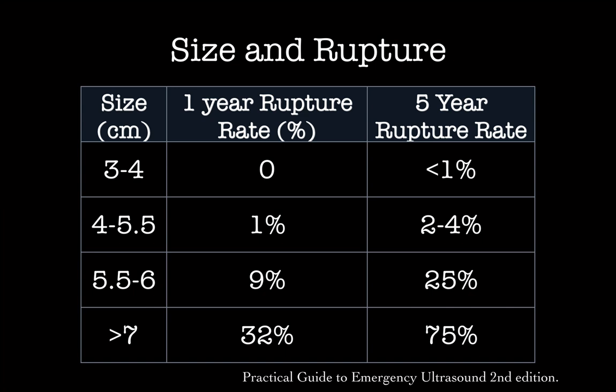In other words, if you're trying to remember numbers, you remember 5.5 because that's when this disease becomes deadly. However, we're trying to find this disease before the risk of rupture really starts going up dramatically. So anything greater than 3 would be technically an abdominal aortic aneurysm, even though it's not until 5.5 centimeters or so until the risk of rupture goes up greatly.